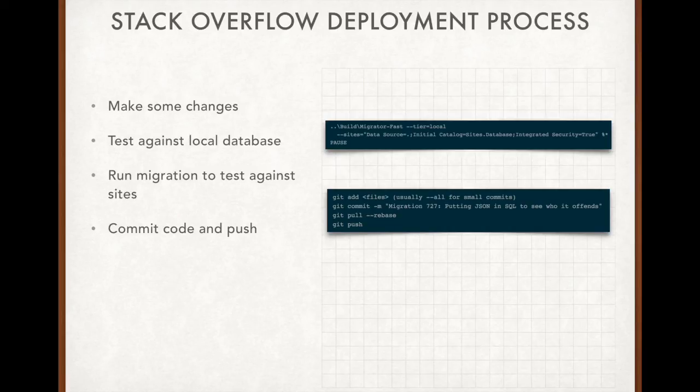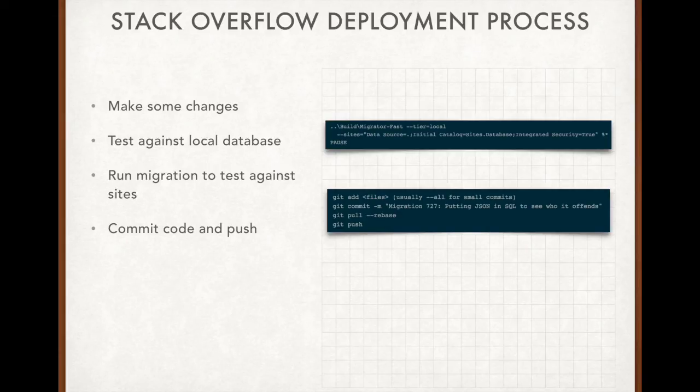The first step is to obviously make some changes to their application. Next, they test it against a local database, which is dependent on what part of their application they're working on. They have a bunch of different databases for each part of their application, and what this does is it checks that database for any differences and any errors that they might cause, and if that passes, then they move on to the migration step. So what does running the migration actually do?